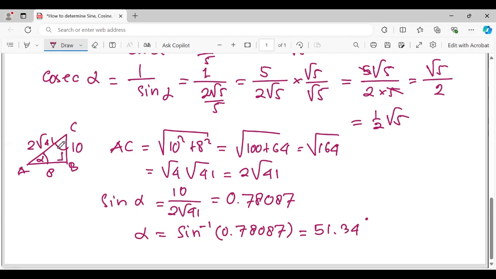Now, how about this? If this angle is beta, it means beta equals 180 minus 90 first, because this is 90 degrees, minus 51.34, and it is 38.66 degrees.